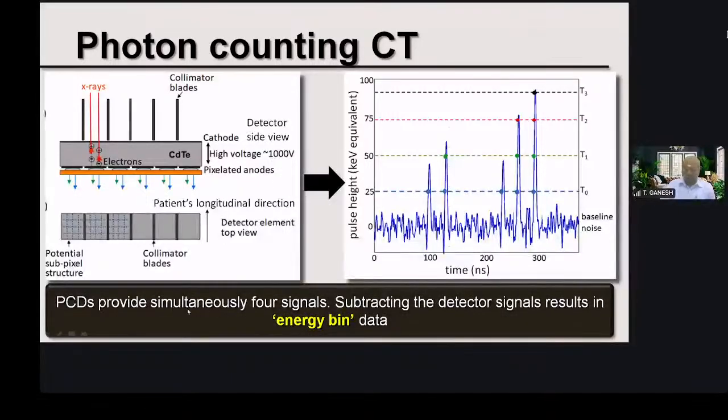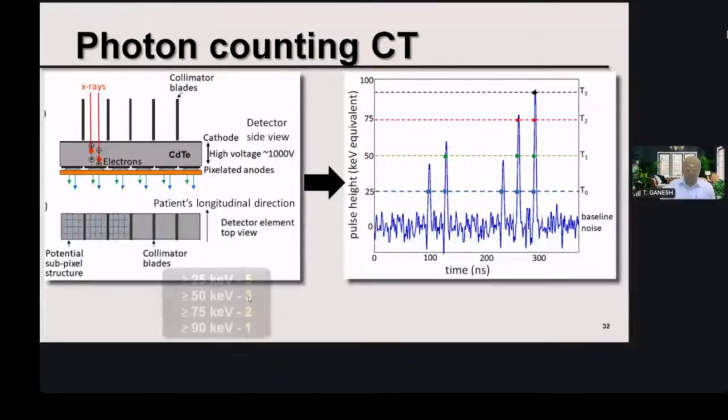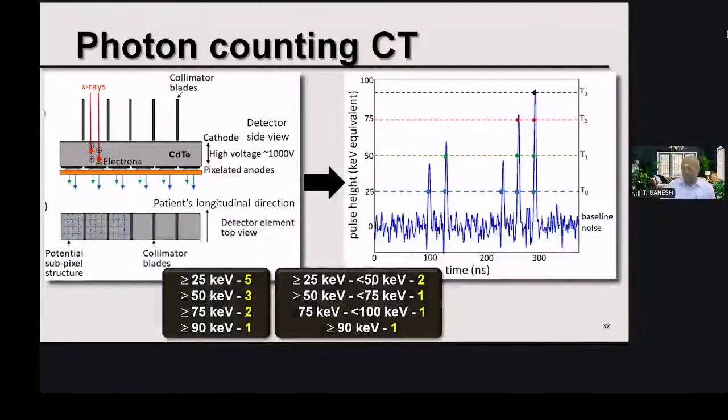There are now 4 signals, 1, 2, 3, 4 signals, and subtracting the detector signal results in the energy bin data. How does it work? You see here, greater than 25 keV, as I had shown, 5 counts, greater than 50 keV, 3 counts, greater than 75 keV, 2 counts, and greater than 90 keV, 1 count. Now, the energy bin, 25 keV to 50 keV, there are 2. 50 keV to 75, there is 1. 75 to 100, 1, and 90 keV, 1. So total 5. So you can see here.